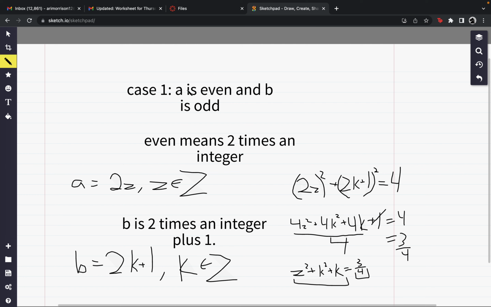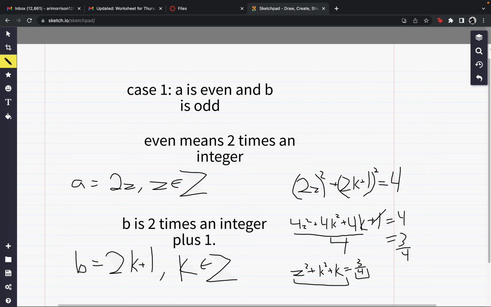Now case 2 would be where a is odd and b is even. But I think it's probably intuitive for you guys to see that this would lead us to the same exact line of reasoning, which is why in the solutions that the professor posted, she didn't actually work through case 2. She just worked through case 1 and case 3, and I'll do the same.